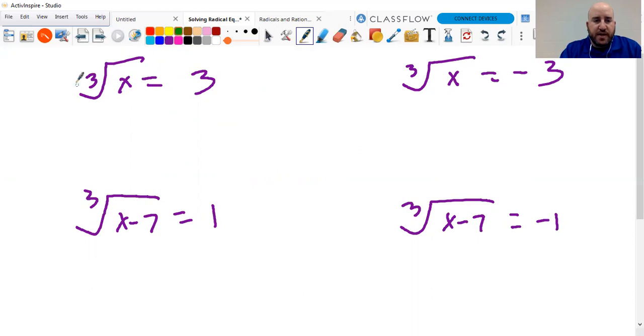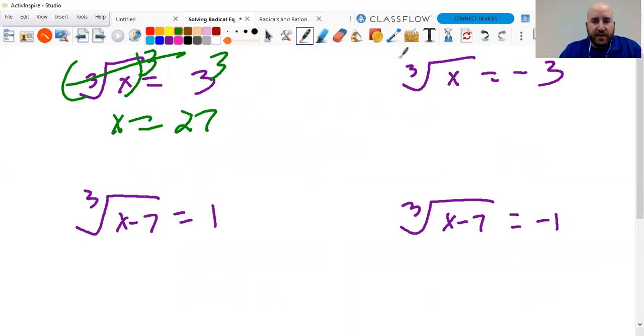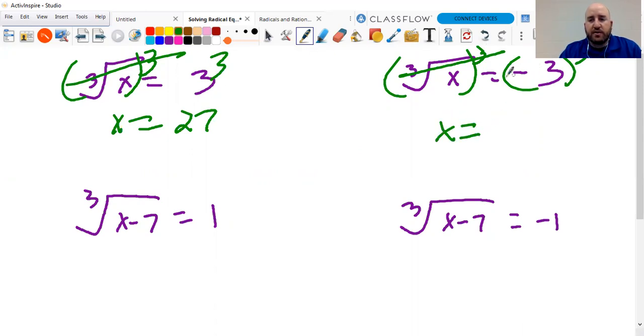So it's a pretty similar setup to what I had to start with the square roots. Cube root of x equals 3. Cube root is by itself. Cube both sides. X equals 27. Over here, cube root is by itself. Cube both sides. -3 cubed, still put it in parentheses if you put it in your calculator. If you're doing it in your head, -3 times -3 is +9. So two -3s give me +9. Third -3, 9 times -3 is -27. So that actually would be -27.